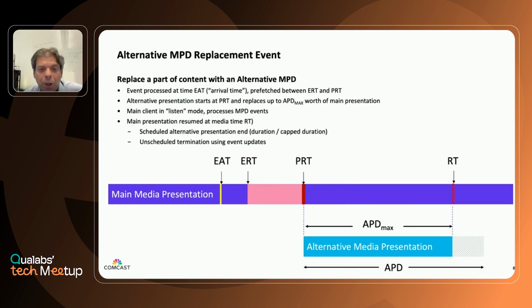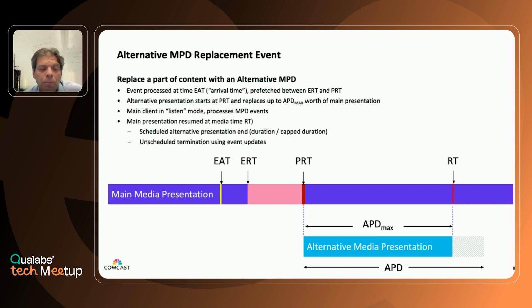A more interesting option is MPD replacement. What it does is, unsurprisingly, replace a part of the content with the content described in an alternative MPD. So an event arrives. You have prefetching, same as in MPD insertion. The difference is that first of all, you can go and update these events, and this will actually take precedence. And then your main client is not paused as in an insertion event. It is in a listen mode. Listen mode means we're updating the MPDs, we're processing MPD events.